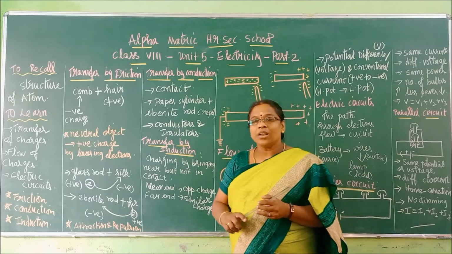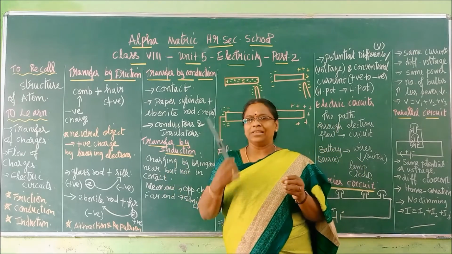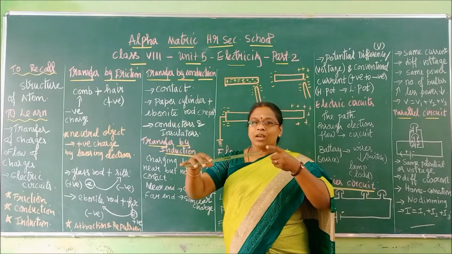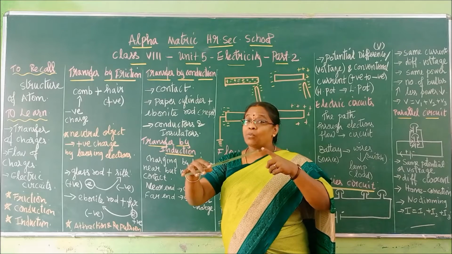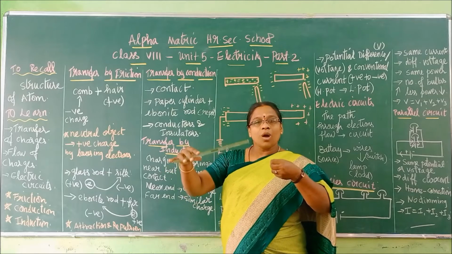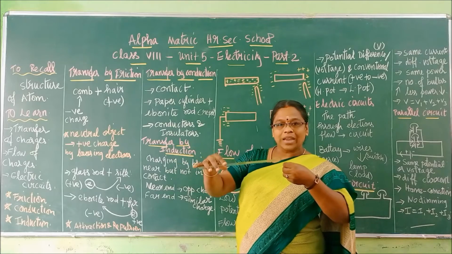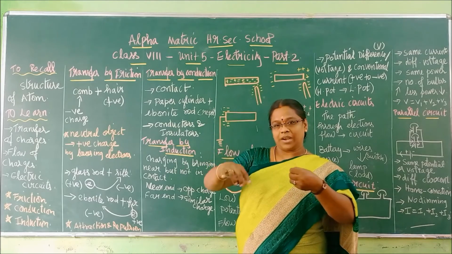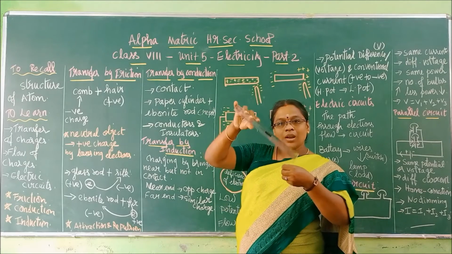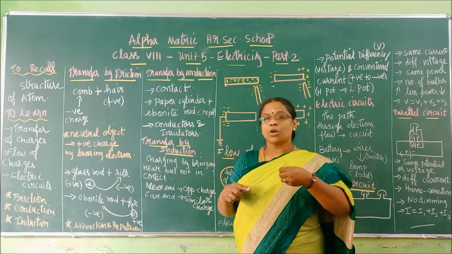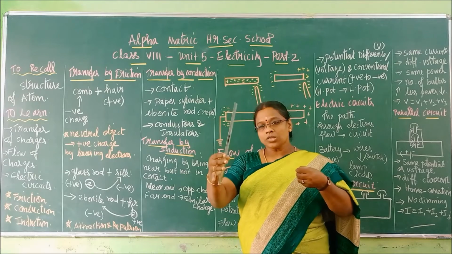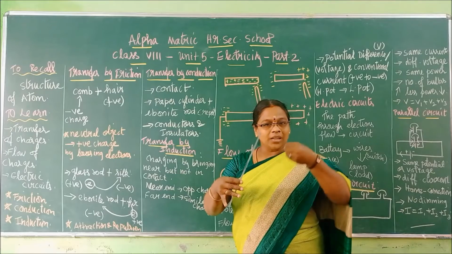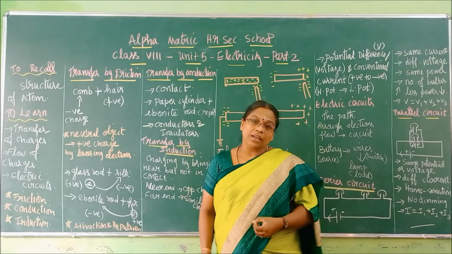Now what will happen when the ebonite rod is brought near the paper cylinder? The ebonite rod rubbed with fur has a negative charge. This negative charge will get attracted by the positive charge of the paper cylinder. So now the paper cylinder will also be made negative. When they are brought near together, negative and negative will repel each other.